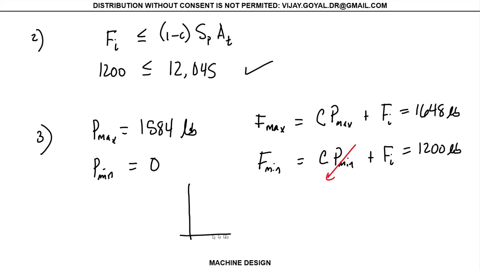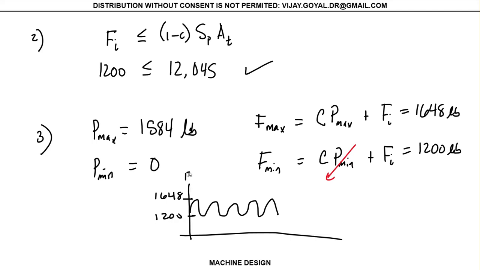If I want to plot this, you plot force with respect to time, and it will look something like this. It's always good to plot this. And this is 1648. This is 1200. This is your F. This is T. This is what you're using for your analysis.